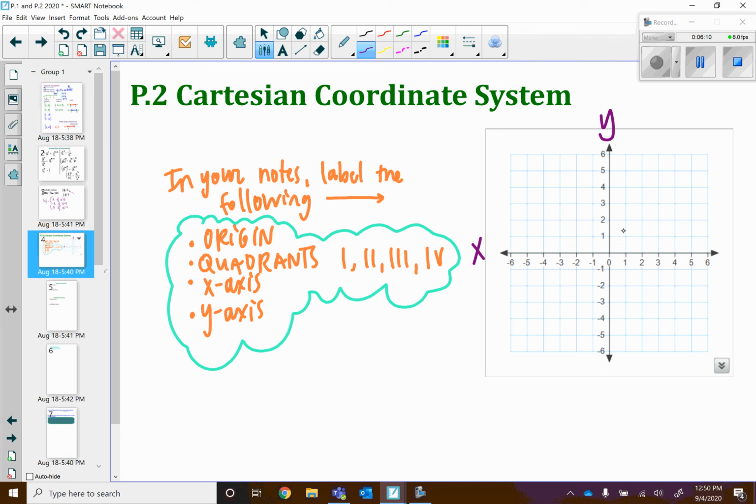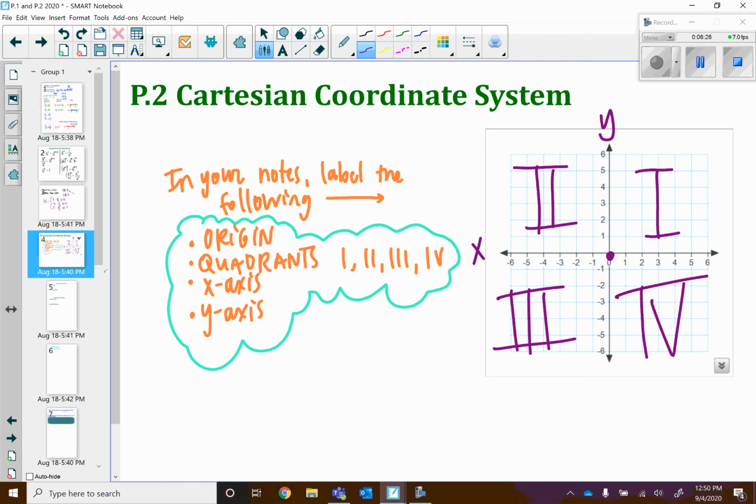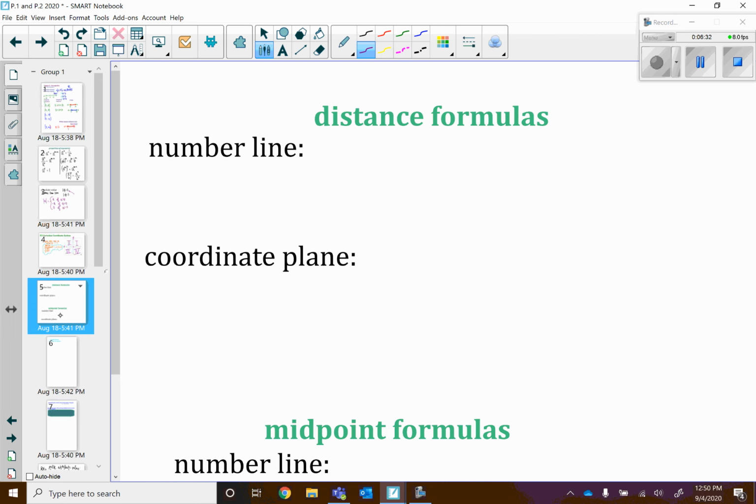The origin is the point (0, 0), and then remember we name the quadrants. The top right quadrant is quadrant 1, and then we name them counterclockwise. So this would be quadrant 2, quadrant 3, and quadrant 4. Very simple review of the Cartesian coordinate system. Next thing, we've got some distance formula.